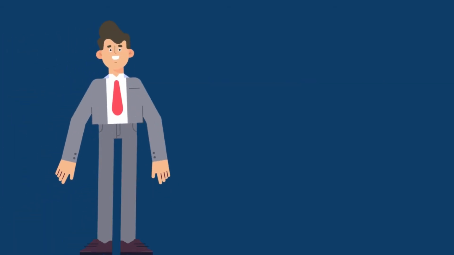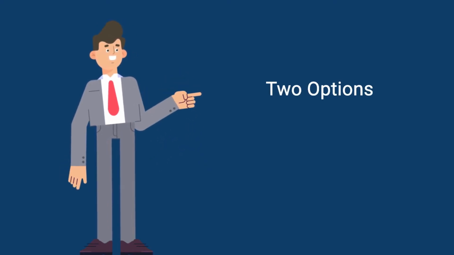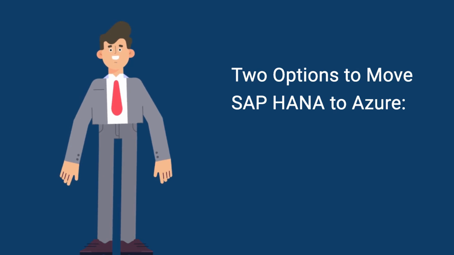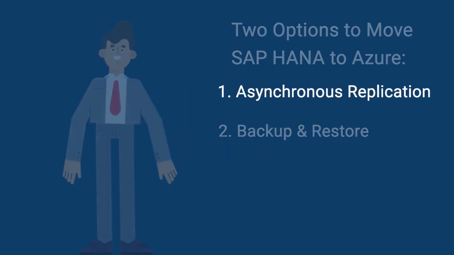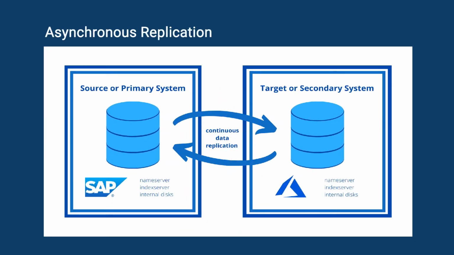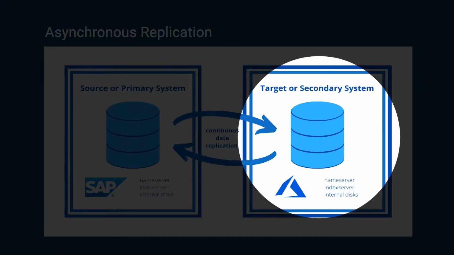Before I proceed, it is also important for you to understand that there are two different options that you can use to move your SAP HANA database to Azure. These two are the asynchronous replication and the backup and restore. Asynchronous replication uses SAP's built-in tool itself to provide the continuous data replication from the source or primary system to the target destination or secondary system.